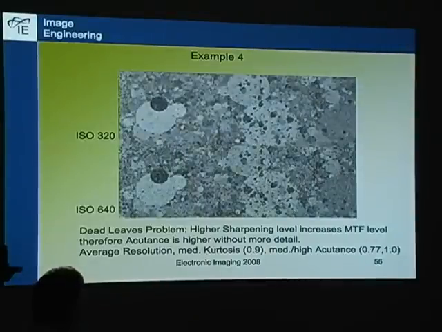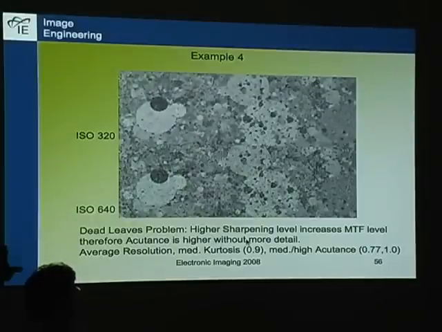A problem with the dead leaves approach is that sharpening, of course, changes the acutance value. As you can see here, this was taken with a camera at ISO 320, and this was taken with the same camera at ISO 640. What you can see here is a slightly higher noise value, but also a significantly higher sharpness. So this is just a sharpened image. It's not that there is additional texture in there, but you have a different acutance value for these here.